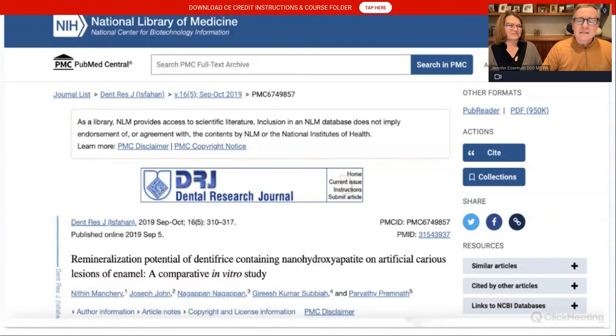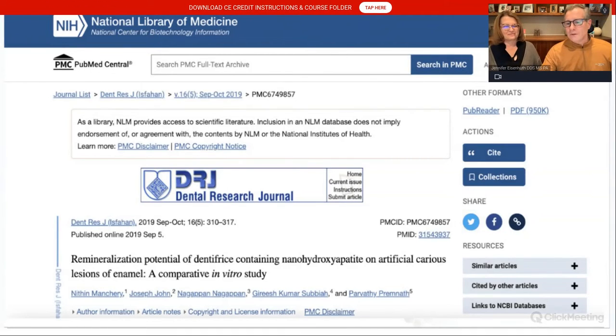And then they'll analyze the surfaces for how much of an increase of remineralizing had occurred. With this particular study, I'm not going to read the study to you. However, I do want to reference it. If you like science, go to PubMed. You can look it up. It's a great study, but I'm just going to hit the highlights.